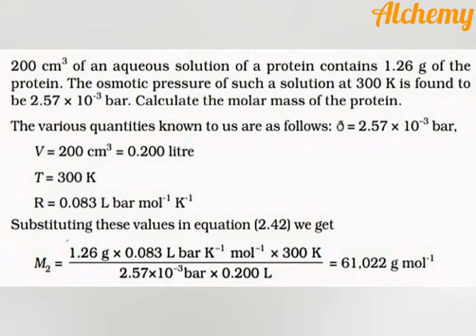The osmotic pressure is given, that is 2.57 into 10 raised to minus 3 bar. The volume should be converted to liter, that is 0.2 liter. Temperature is 300 Kelvin. The value of R is 0.083. Substituting all values in the equation, we will get the answer as 61.022 gram mole inverse.